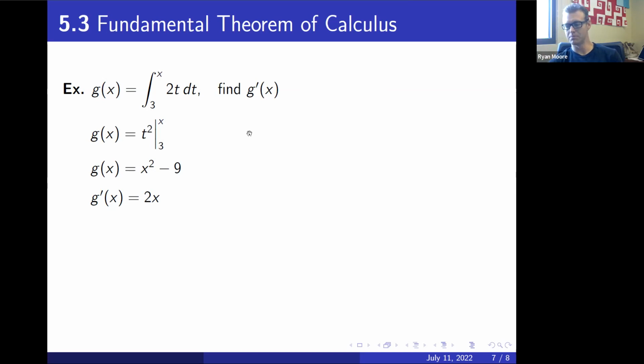Could it have been some other number? Could it have been 4? Could it have been 0? Could it have been 1? Could it have been negative? It didn't matter what this number down here was, because after plugging in and taking a derivative, it's just going to go to 0.